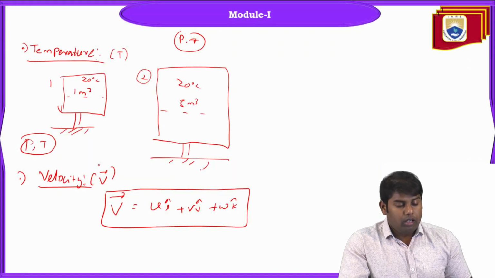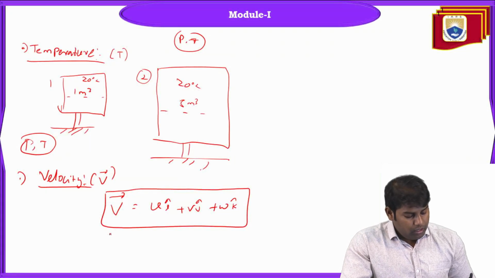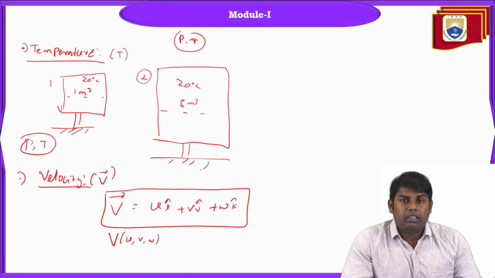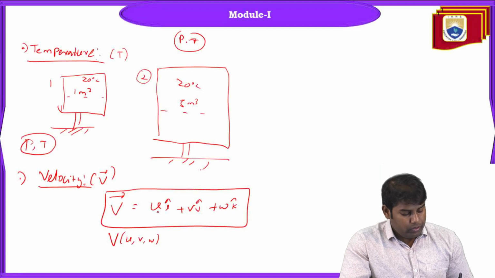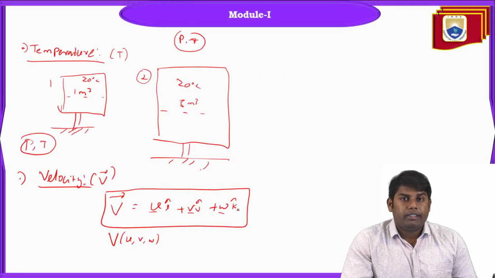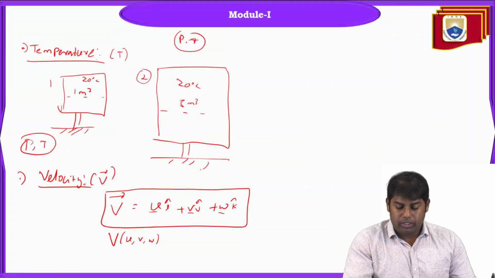Okay. What is the meaning actually? This capital V is a function of small u, v and w. Basically this capital V is a vector entity which depends on the magnitudes of the u velocity, v velocity and w velocity. Okay. Now we have discussed another flow variable, which is velocity.